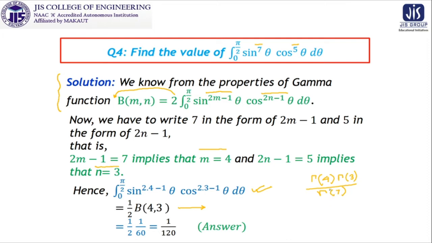So gamma 4, gamma 3 by gamma 7 with a coefficient half. For this particular problem, we can easily calculate it because we know that gamma 4 is 3 factorial, gamma 3 is 2 factorial, and gamma 7 is 6 factorial. So already we have done this problem in this class, just now, the last-to-last slide most probably. So putting this particular value as 1 by 60 over here, we get the final value of this particular problem as 1 by 120.